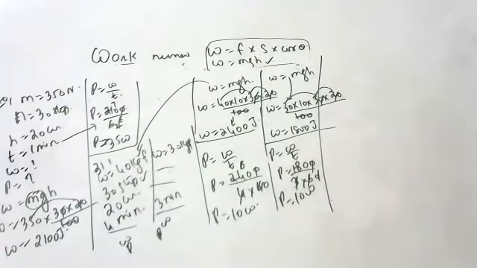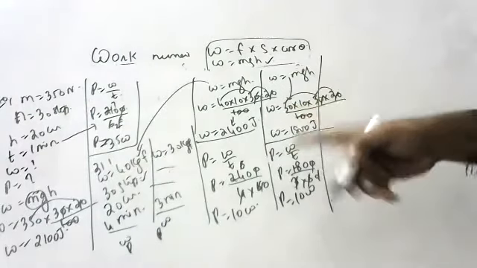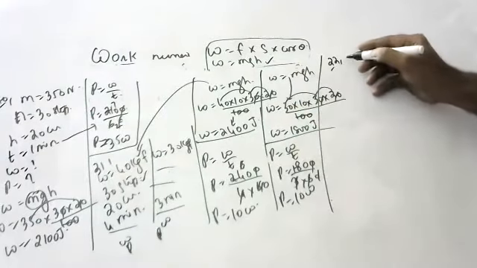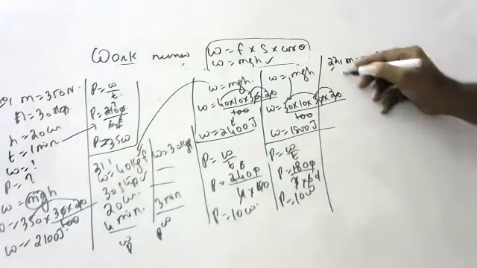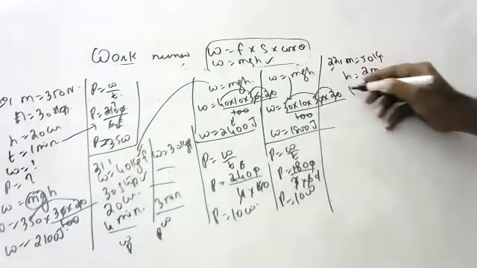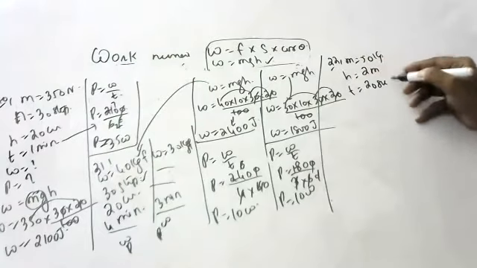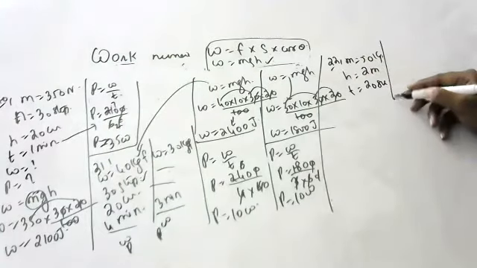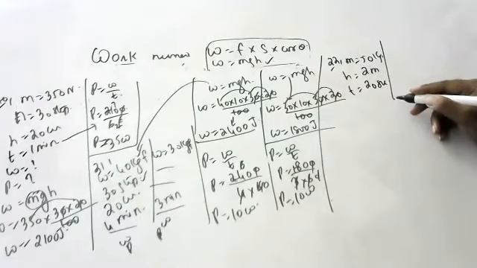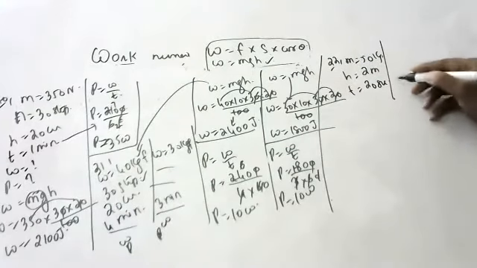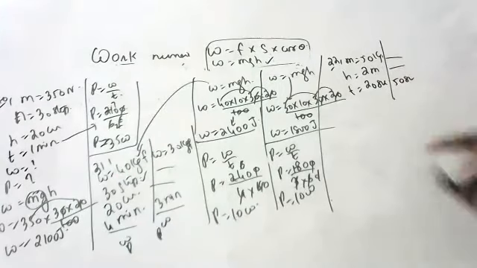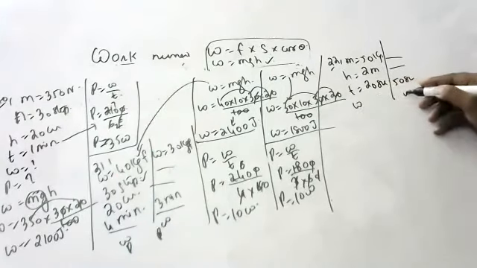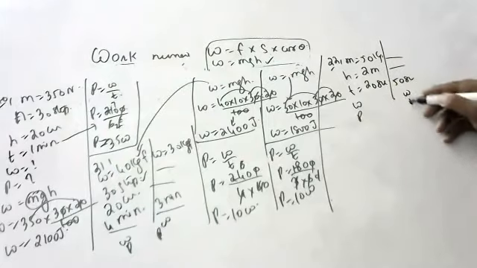A man raises a box of mass 50 kg to a height of 2 meters in 20 seconds, while another man lifts the same box to the same height in 50 seconds. The question is, what is the work done by this fellow and this fellow, and what is the power of each?